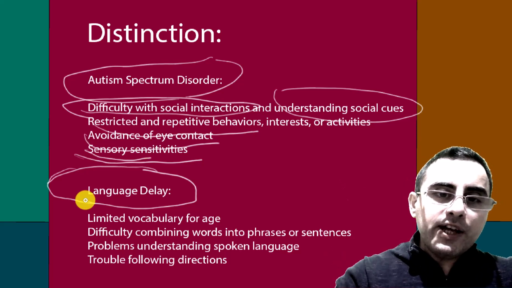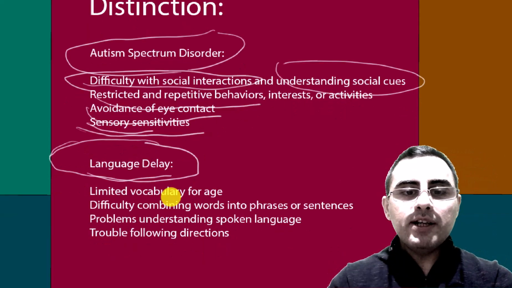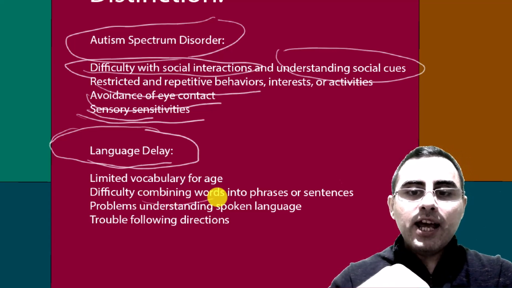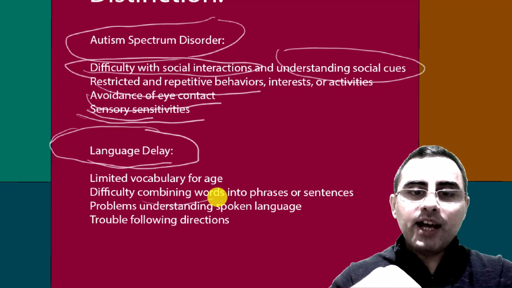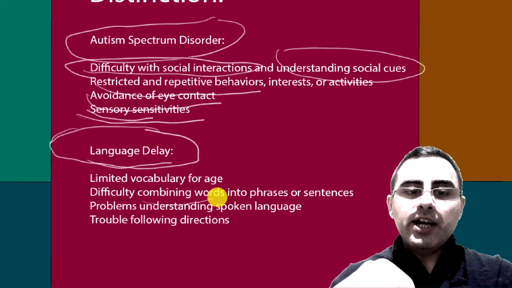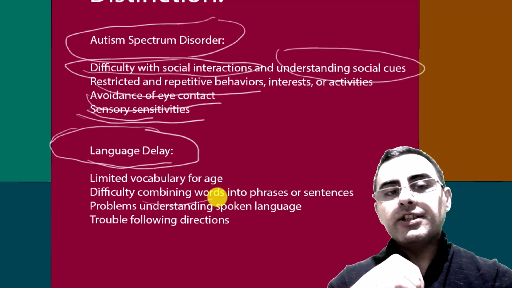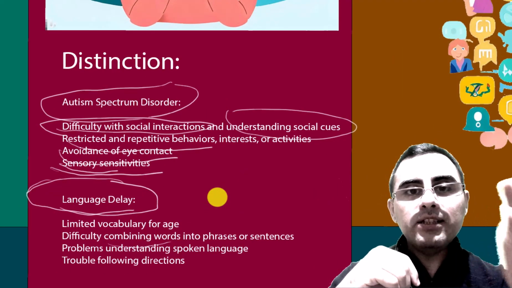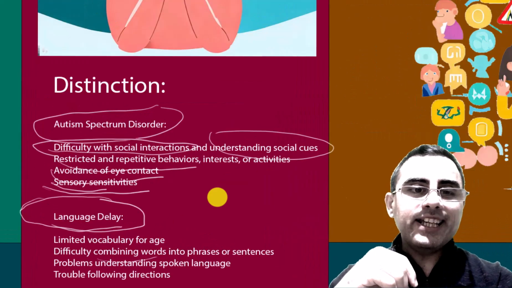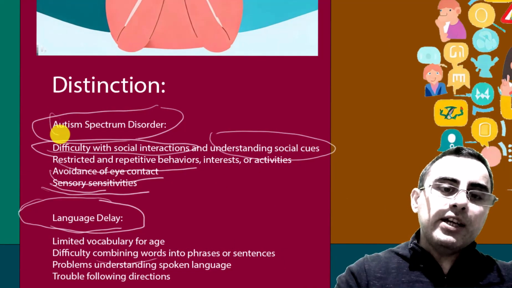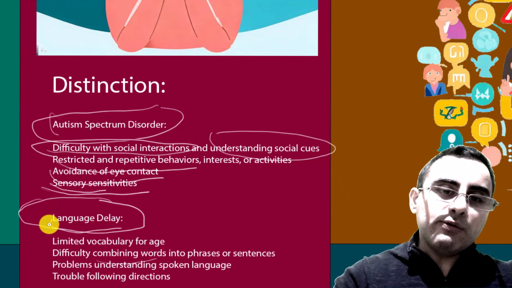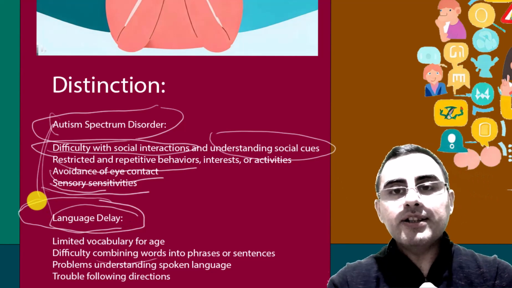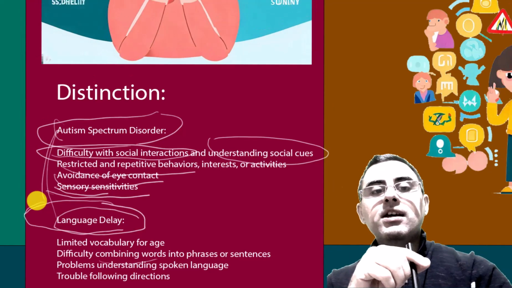And in case of language delay, limited vocabulary for age, difficulty combining words into phrases or sentences, problems understanding spoken language, and trouble following directions are also common. So, not all cases of nonverbal kids are because of autism. In many cases it's because of language delay, but sometimes both occur at the same time. That's all.